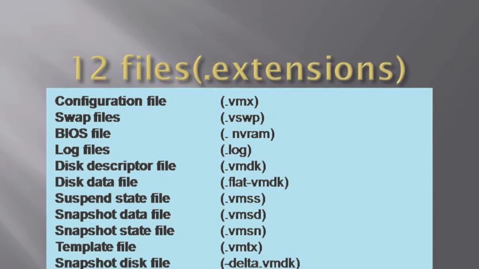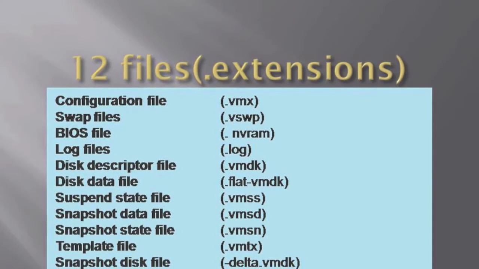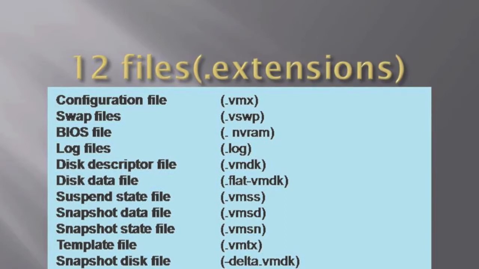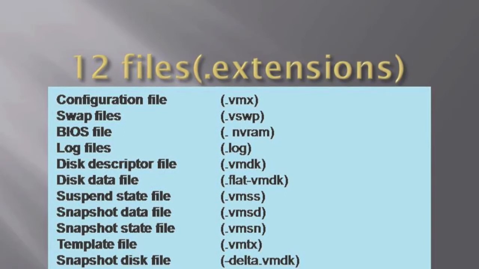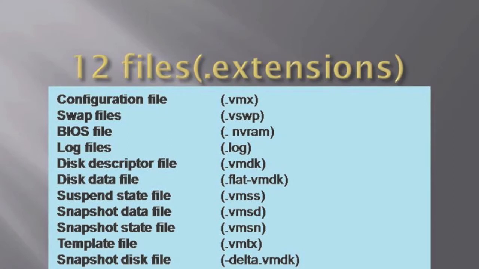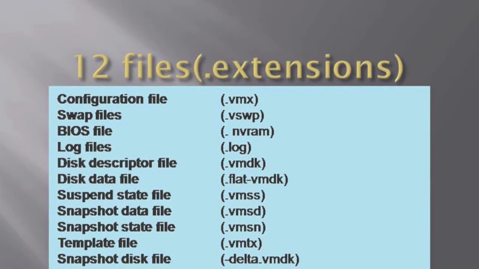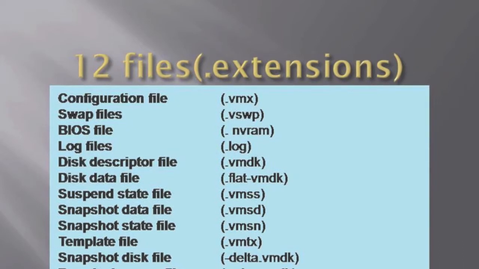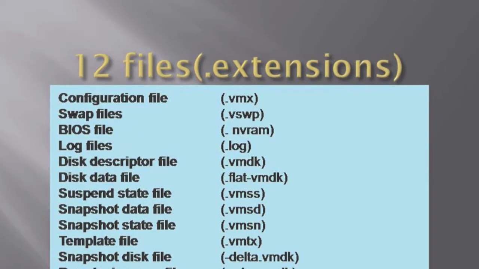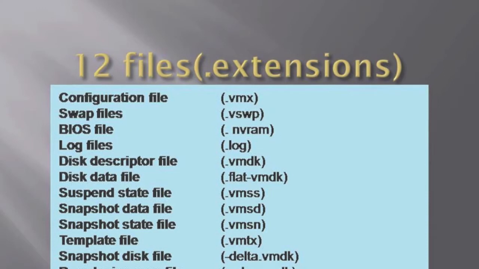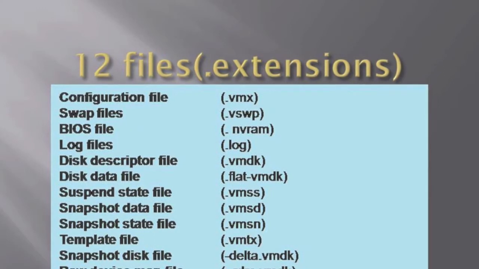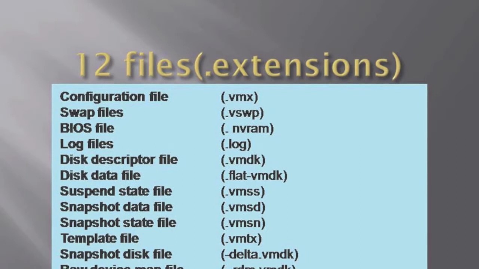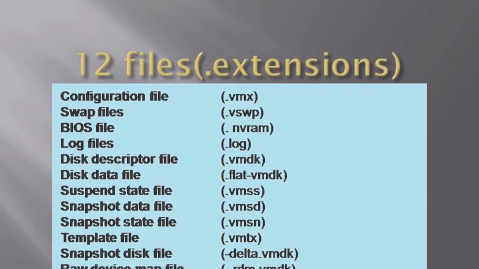In the previous video, we talked about the 5 main files in a virtual machine. Well, actually, it consists of 12 files altogether. The 12 files are the configuration file, swap file, BIOS file, log file, disk descriptor file, disk data file, the suspend state file, snapshot data, snapshot state file, the template file, snapshot disk, and finally the raw device map file.